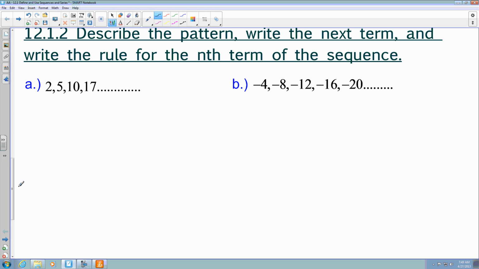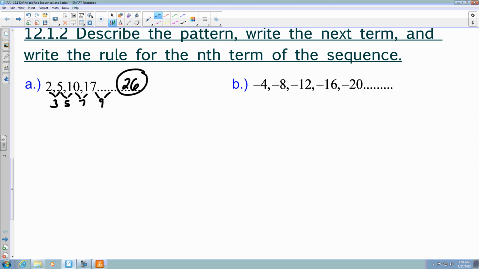So first thing I want to do is try to figure out what the common difference is, or whatever the ratio is. So I want to find the difference between 5 and 2, which ends up being 3. This one here ends up being 5, because 10 minus 5 is 5, and then 17 minus 10 is 7, and it looks like they're increasing by 2 units. So I'm thinking that the next value here is going to be 17 plus 9, which is going to give me a 26. So that's the next term in this sequence.